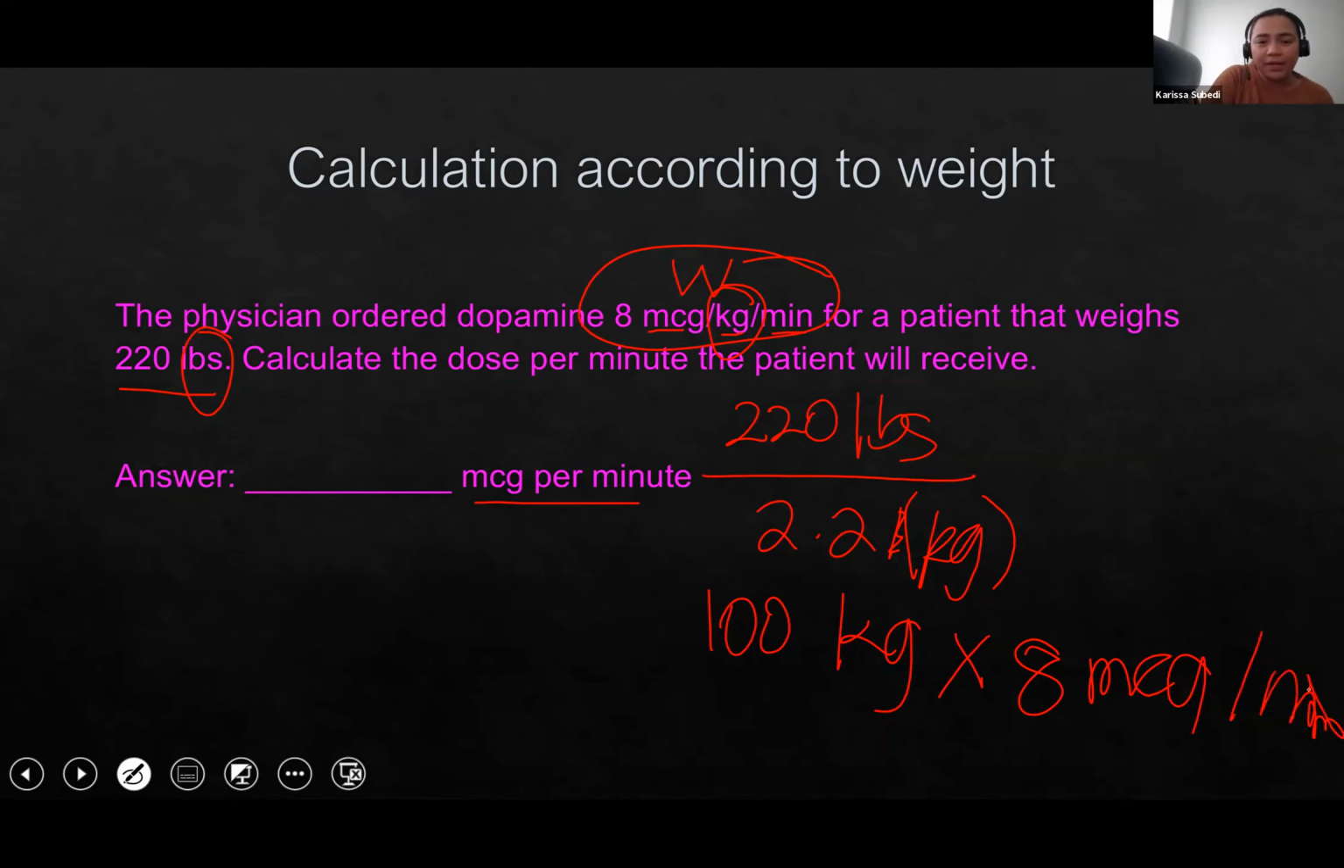So therefore, that patient will be receiving 800 micrograms in every minute. Is that clear? So that's the concept. And if you apply this concept in any medication calculation that asks according to weight, there is no way that you'll be able to miss it.